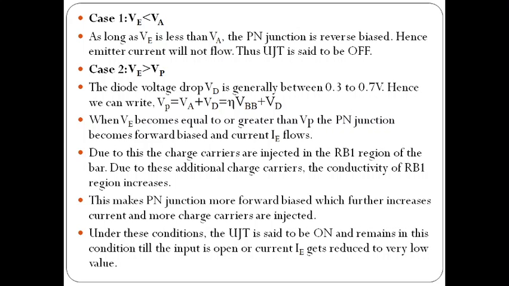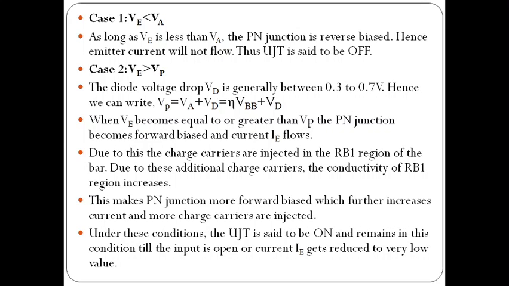Due to this, when the diode is in forward bias, what happens? The charge carriers are injected into the RB1 region. When the diode is in forward bias, holes are injected into the n-type bar and electrons in the n-type bar are injected into the p-type.